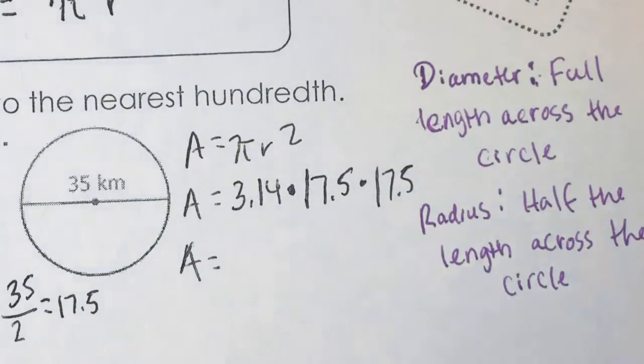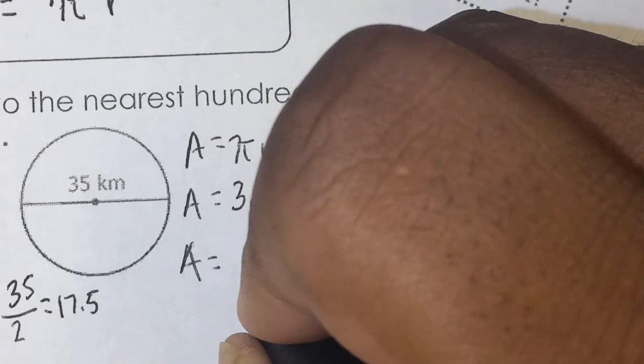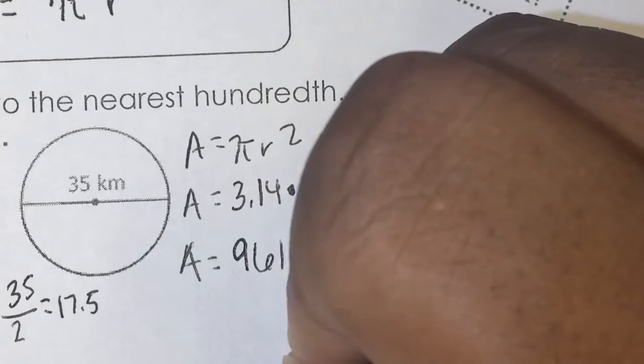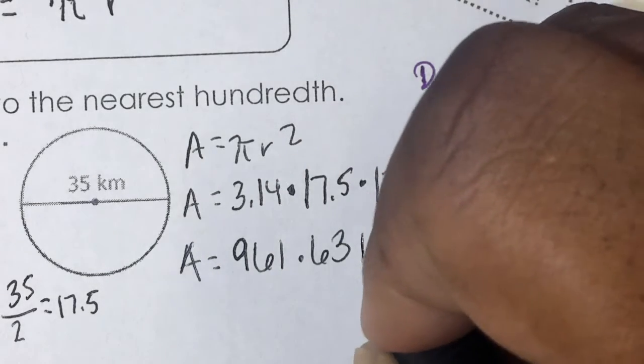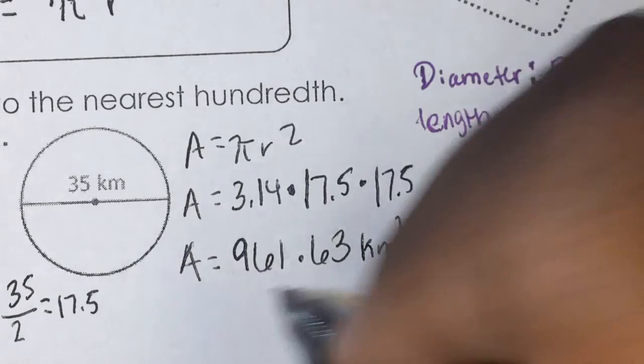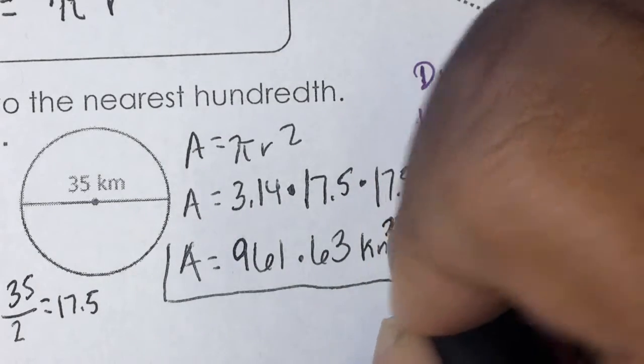Area equals 961.6. One more time: 961.63. Thank you. 961.63. What is this? Kilometers. Oh, cut off my square.